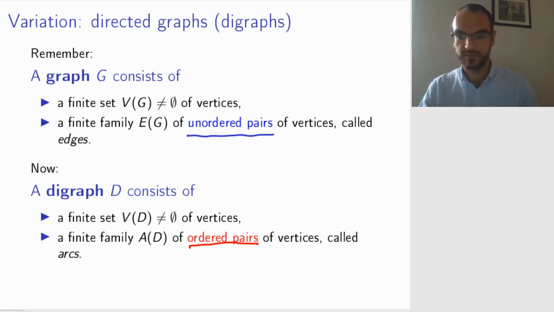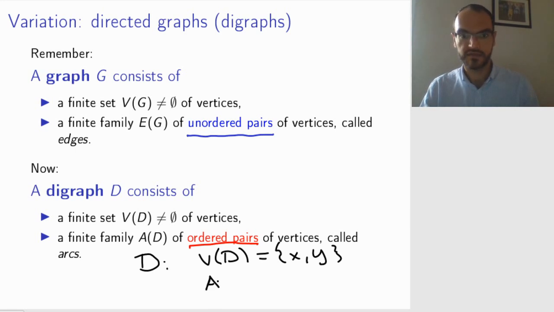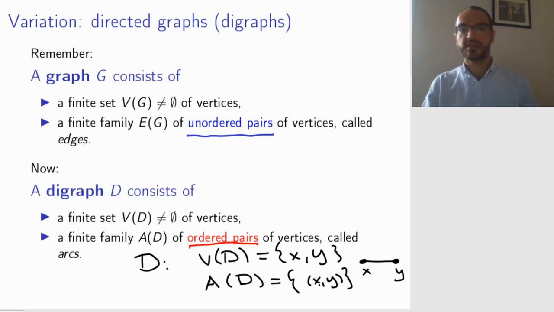So let's look at an example where we have D as follows. The vertices of D are two points, X and Y, and the arcs, or if you wish, edges of D is the ordered pair (X, Y). So how does this look? You have two vertices X, Y. Ordered pair means that XY is not the same as YX, and the way this is indicated is by an arrow from X to Y. So this is the formalism behind such graphs where we have direction in the graph.